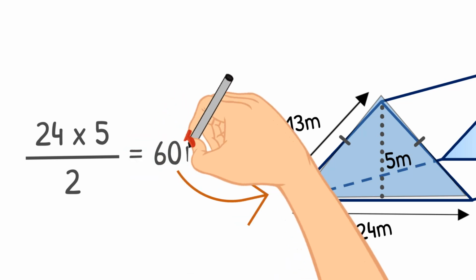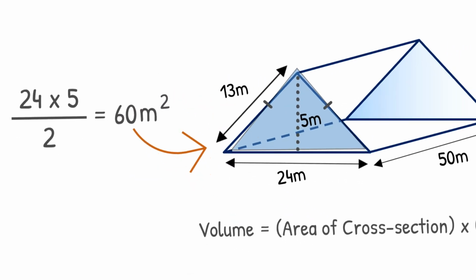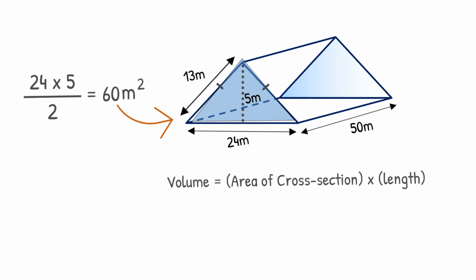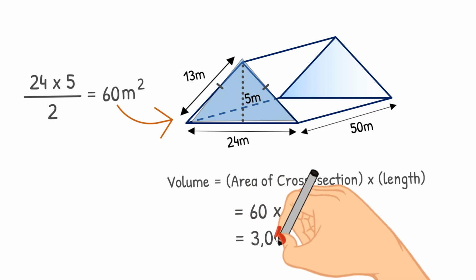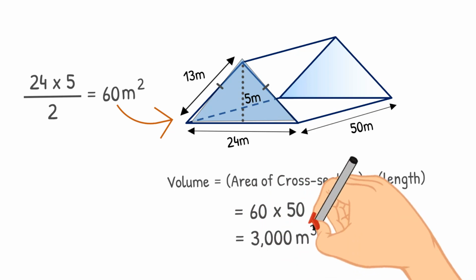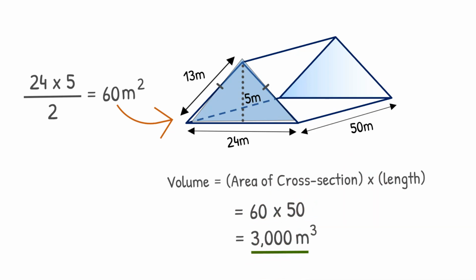That will equal 60 meters squared. And now we need to take that cross-section, 60, and times it by the length, 50. And we get 3,000 meters cubed.